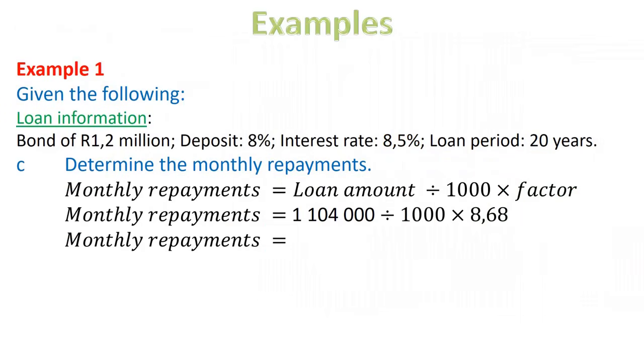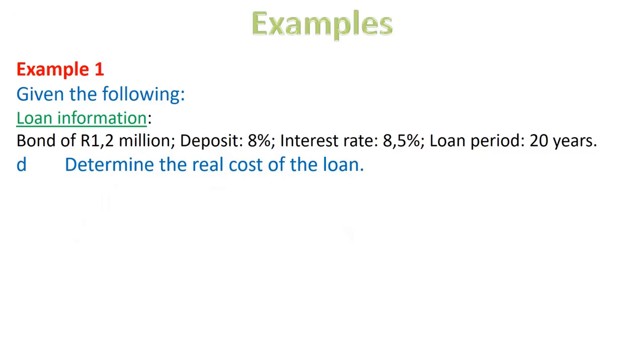I put all that in my calculator and I get 9,582 Rand and 72 cents. D. Determine the real cost of the loan.